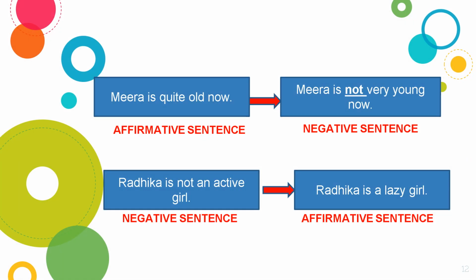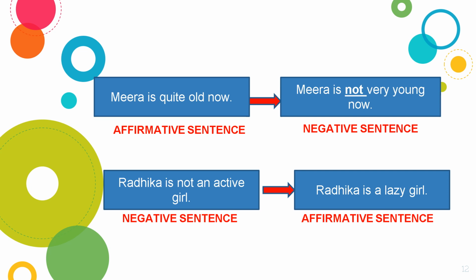Let us look at some more examples. For example, Meera is quite old now. Here, the sentence is an affirmative sentence. But if we have to change it into a negative sentence, we may say that Meera is not very young now. We are conveying the same thing through different words.